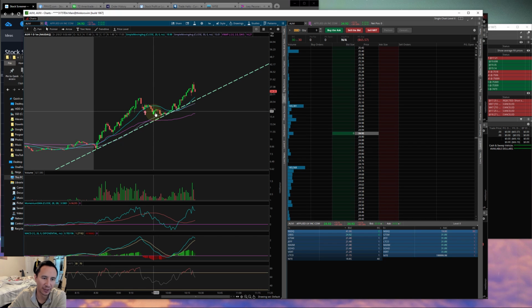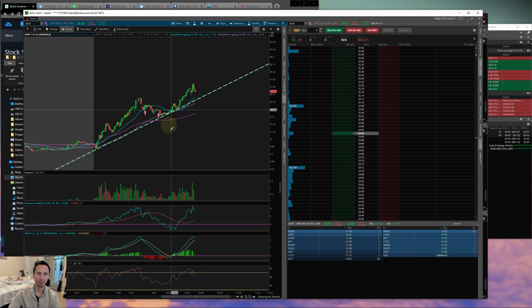It did try to make a little push back up, but I got out over here because it was just reversing. I think I got out on this candle. So here's my exit. So this is my entrance and then my exit. And I ended up losing $65 there.